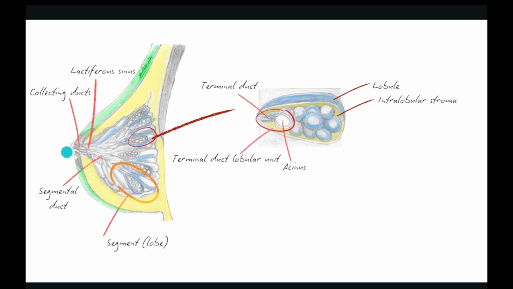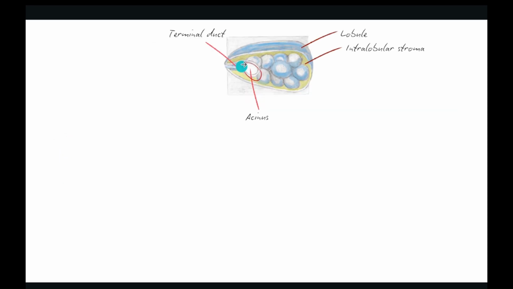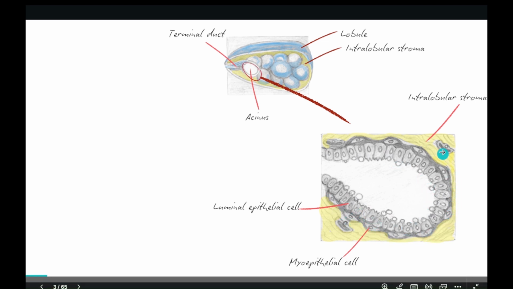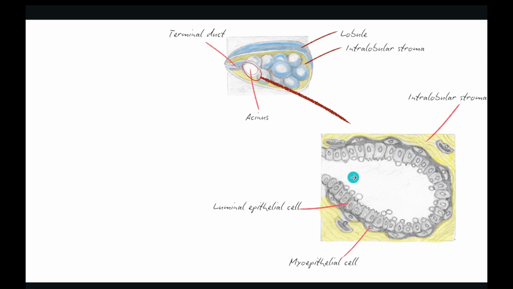nipple during lactation. Further details: if we take one acini under the microscope, we will find that the acini consists of 2 layers of cells and stromal tissue surrounding it, which is the intralobular stroma. The epithelial cells are the luminal epithelial cells, which are responsible for the formation of milk, and myoepithelial cells, which are responsible for the squeezing of the lobule to secrete the milk into the terminal duct.